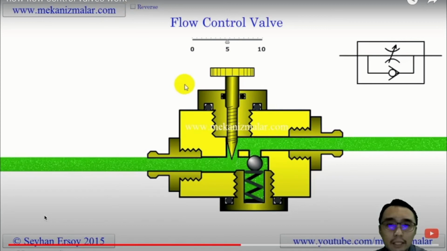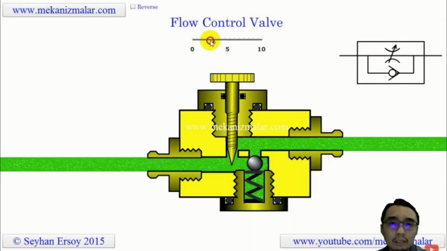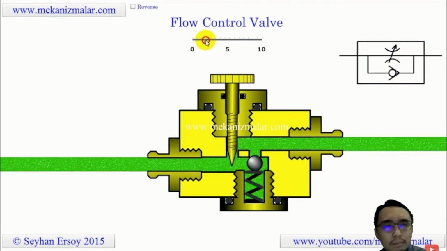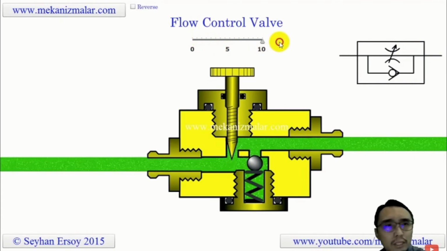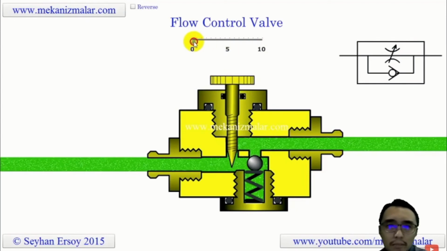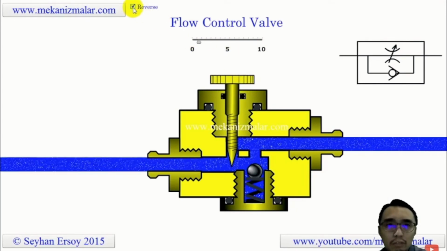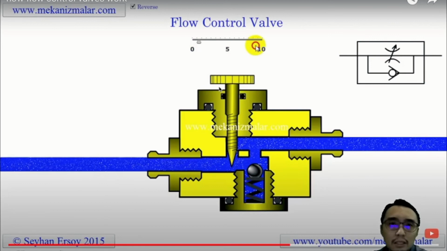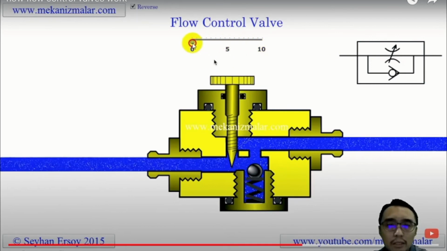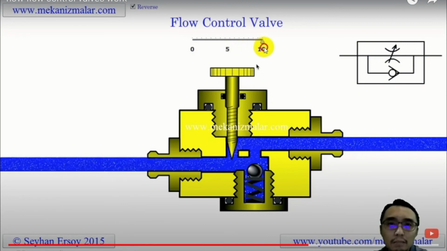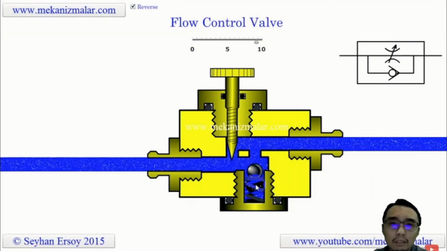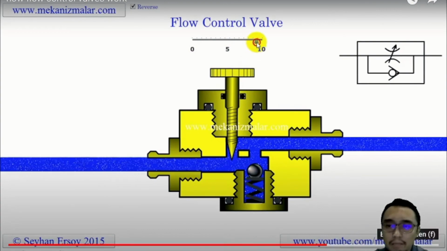So there's a nice animation video by Mechanis Malar. I will again post the link to this video later on in the description of my own video. But you can see here he's adjusting the flow of the liquid. It could be liquid or gas, by the knob on top of the valve mechanism.